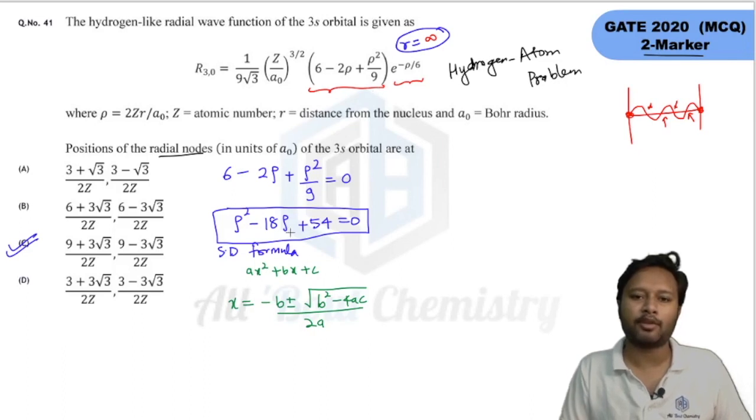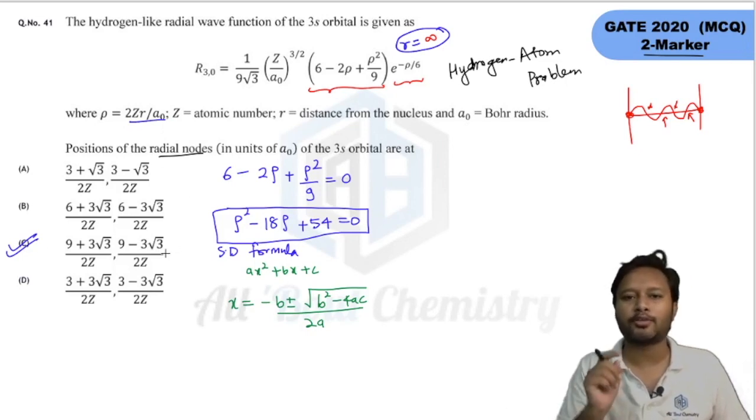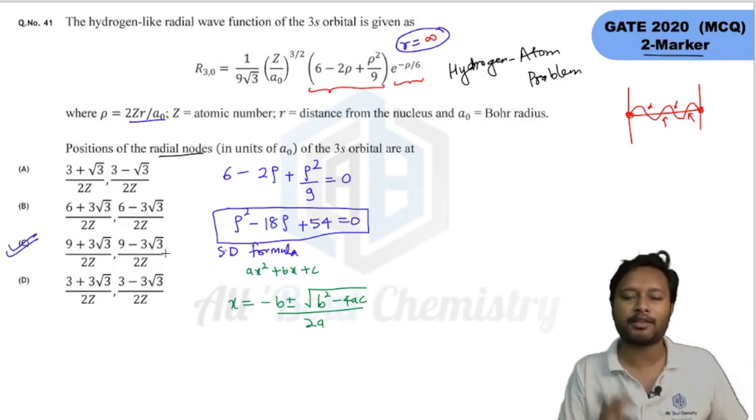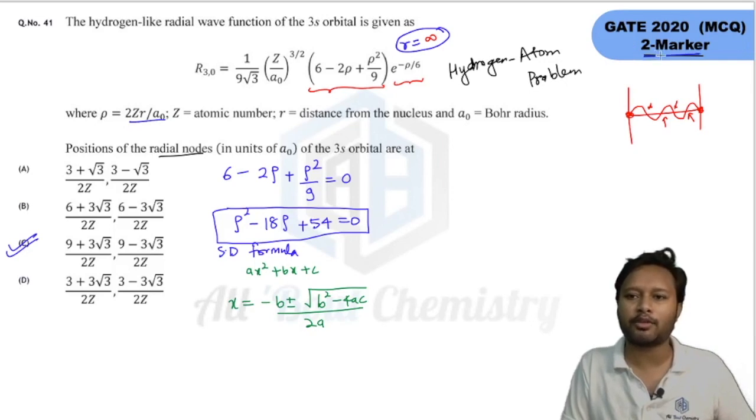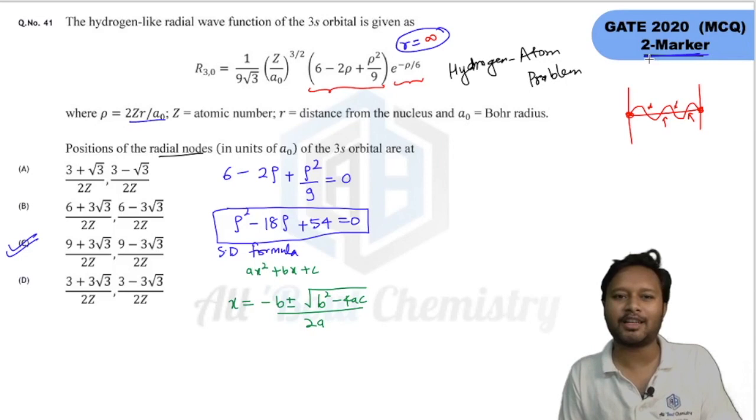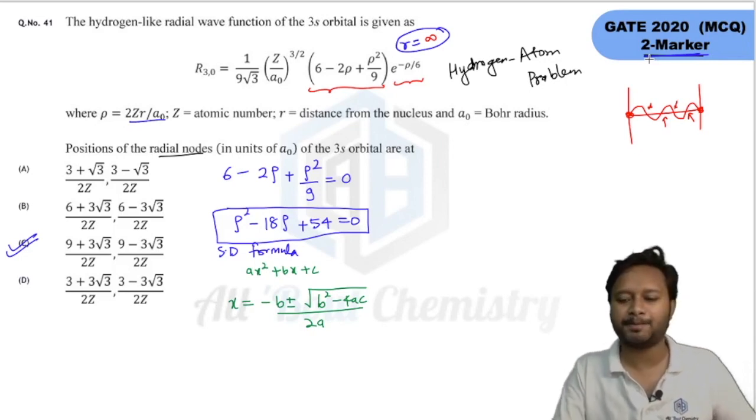You just need to solve this, and that's how we calculated the value of rho, then we substituted the value of rho and found the value of r, because that is going to tell us the radial node in terms of a naught, and that's what we got. So this was the second question asked from quantum mechanics in your GATE 2020 exam, and this question was a 2-marker question. It was a pretty good question. Let's go for the next question and see how to solve that.